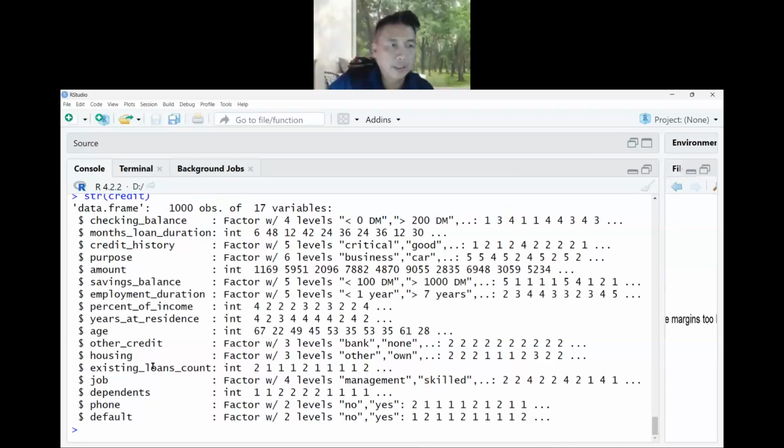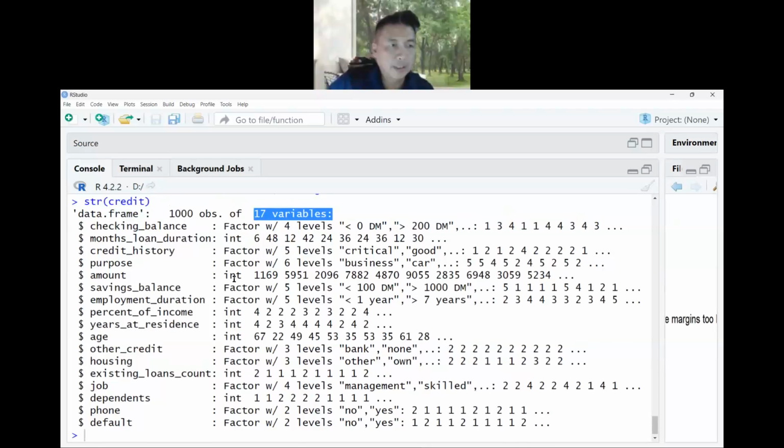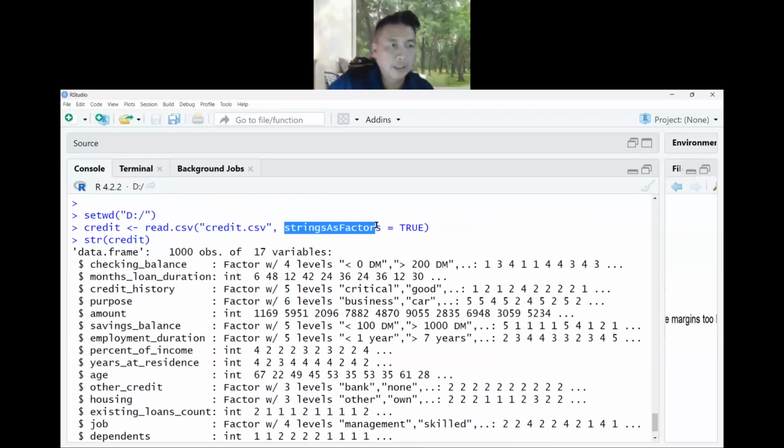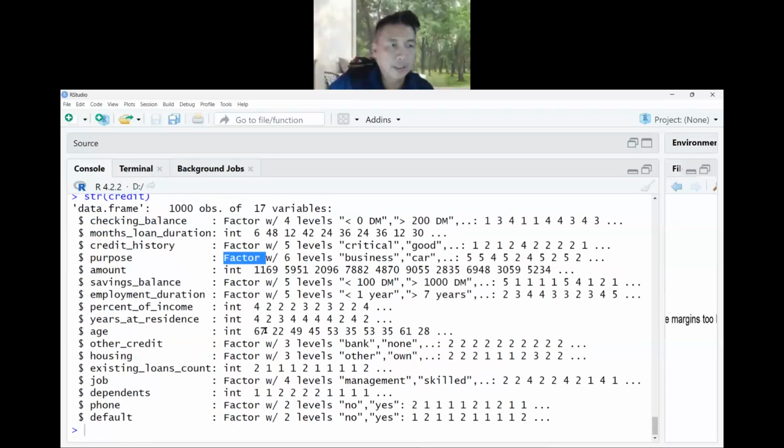If I look at the structure of my credit data, I have 1,000 samples and 17 variables. When I say stringsAsFactors to be true, meaning that all the factors will remain the same, otherwise they change to character. And this is the one that labels likely to default or not likely to default.